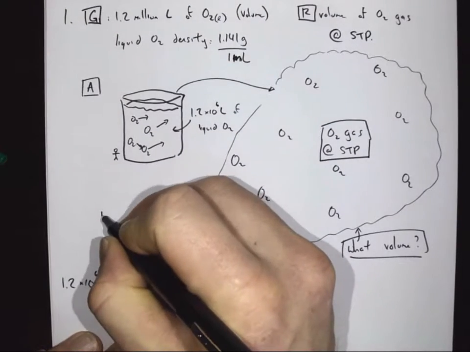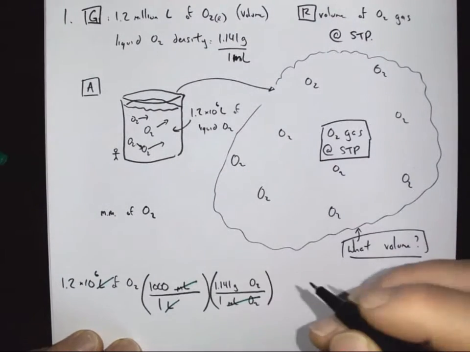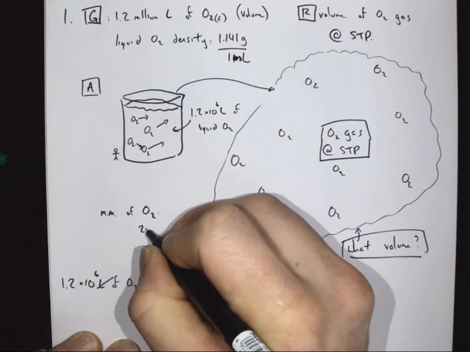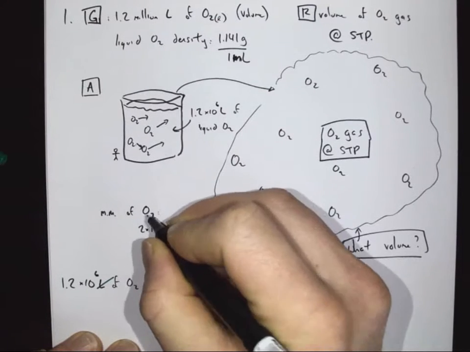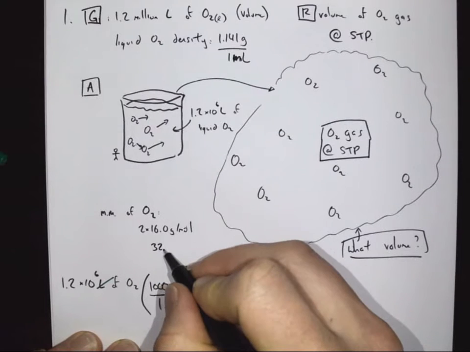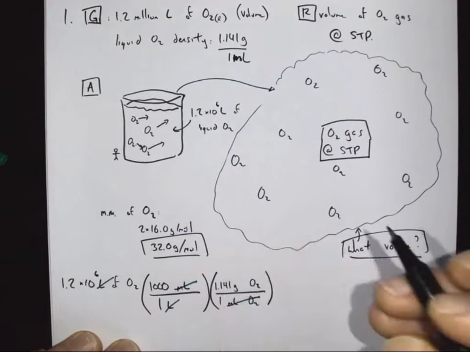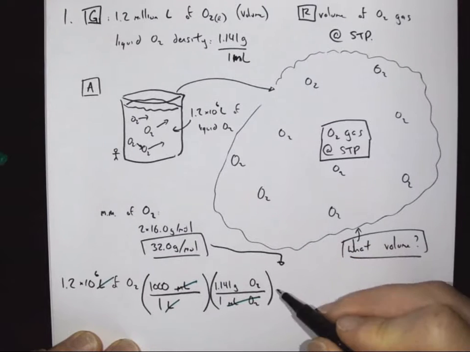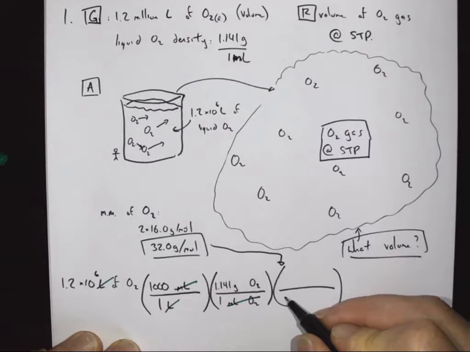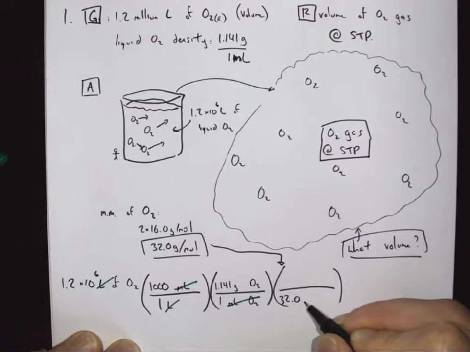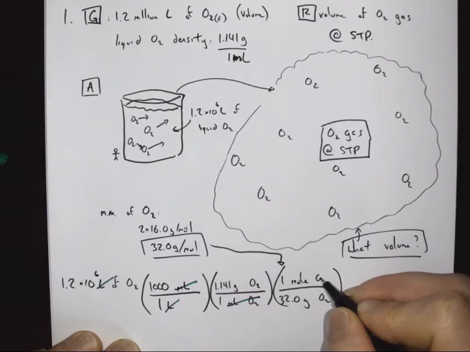So maybe we'll find the molar mass of oxygen. So it's going to be 2 times 16.0 grams per mole, because there are 2 oxygens in every O2. So it gives us 32.0 grams per mole, which we're going to use here. So I want to cancel out my grams, so I'm going to put those on the bottom. 32.0 grams of O2 for every 1 mole of oxygen.